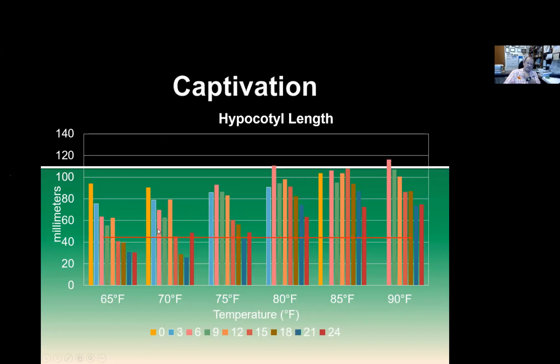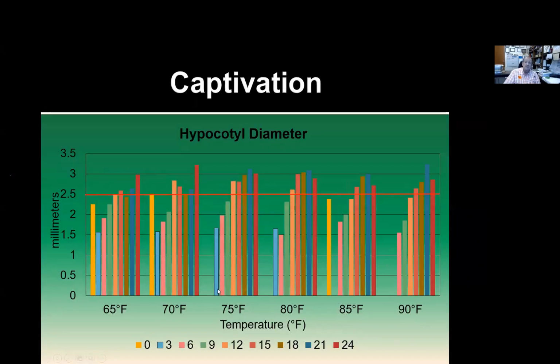So in looking at the seedless watermelons, we've been able to establish this is the ideal line. This red line across here is the ideal line that we found for growing what we want for the hypocotyl length, the stem length. Then we look at the stem diameter, the hypocotyl diameter, the same thing. And we're wanting something that's very thick. The thicker the better, because then we can match it up much better onto the rootstock material.